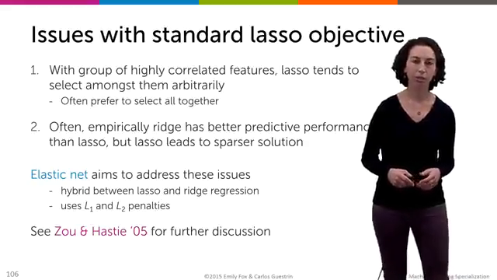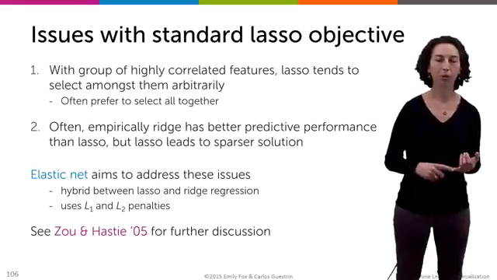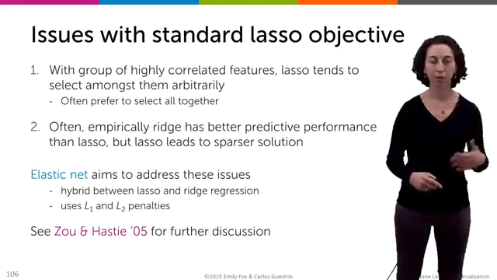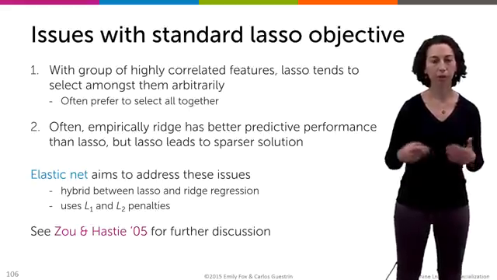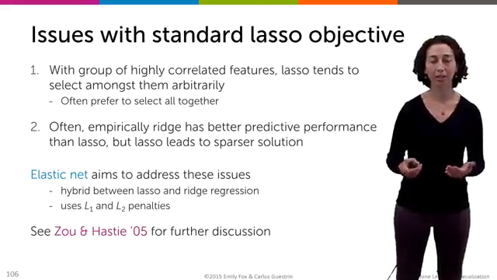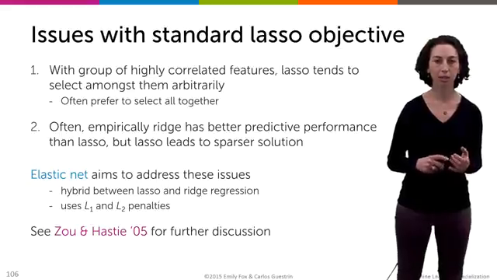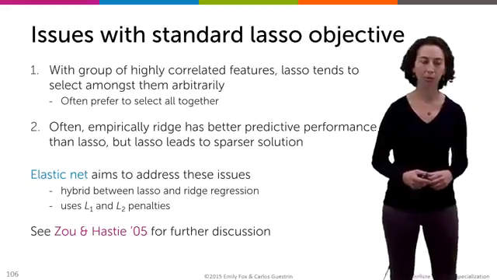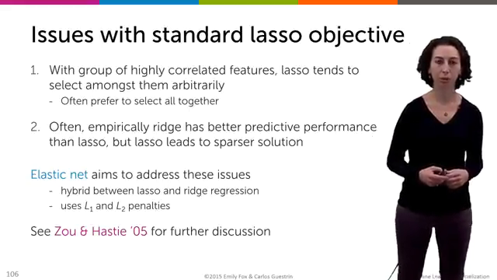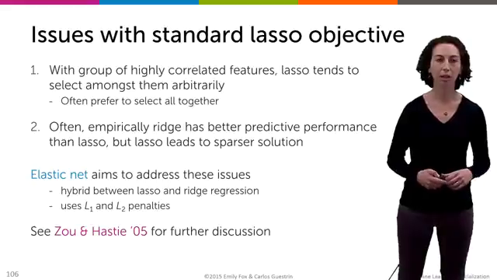And another issue is the fact that it's been shown empirically that in many cases, ridge regression actually outperforms lasso in terms of predictive performance. So there are other variants of lasso, something called elastic net, that tries to address these set of issues. And what it does is it fuses both the objectives of ridge and lasso, including both an L1 and an L2 penalty. And you can see this paper for further discussion of these and other issues with the original lasso objective and how elastic net addresses it.